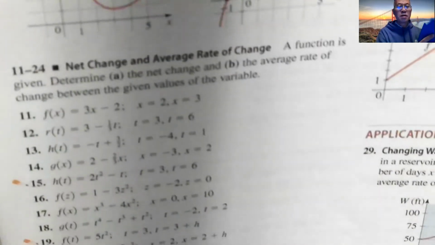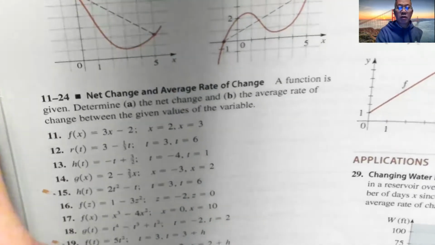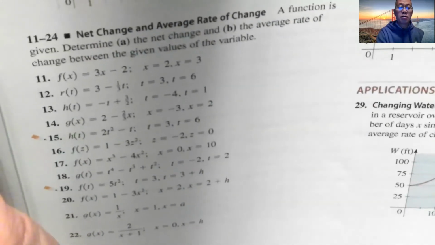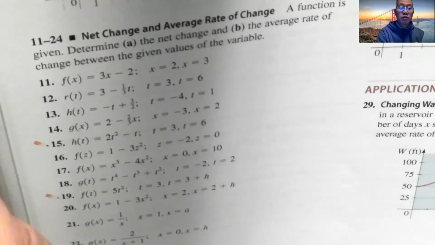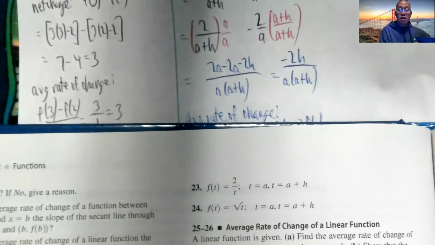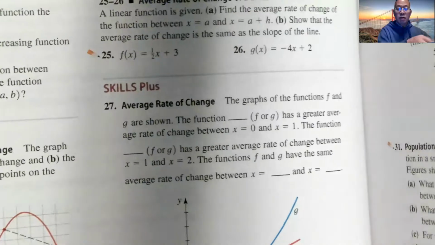Let's see, 11. So while we're at it, they give you some function, they give you two x values, you figure out the y values, and then the average rate of change is just the slope of the line joining the two. I think you can get up to 21. 21 says 1 over x from x equals 1 to x equals a. And 23. And we have to go up to what problem? 31.